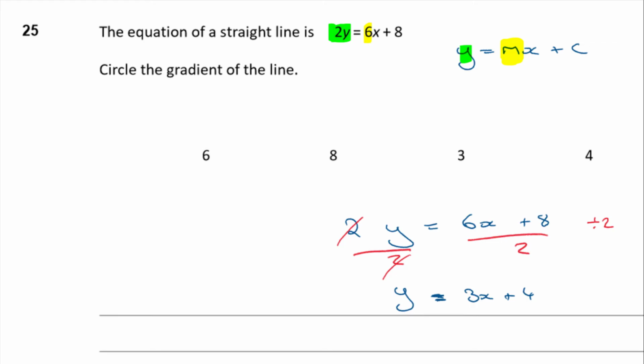And so then my m value is that 3. It's that coefficient of x there. Okay, so that means that the gradient of this line is 3 and not 6. Don't fall into that trap. It's got to be in the form y is equal to mx plus c in order for you to read out the gradient.